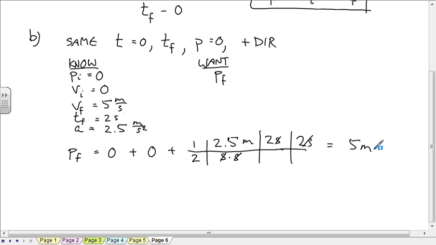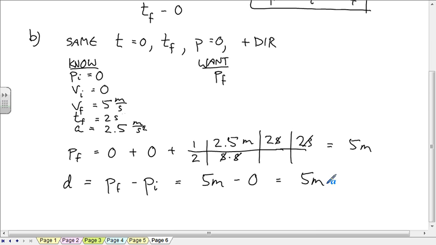Okay, so what's the displacement? Displacement, remember, is P final minus P initial. So that's 5 meters minus 0, and so you get 5 meters again.